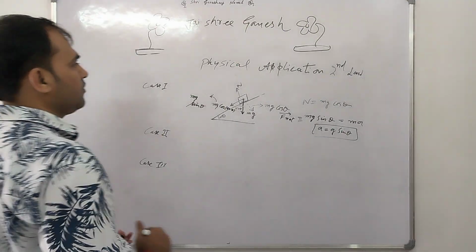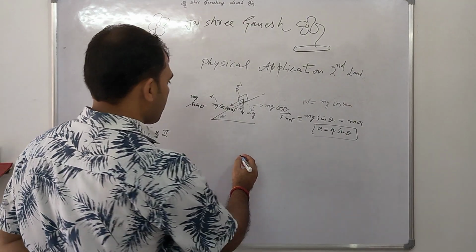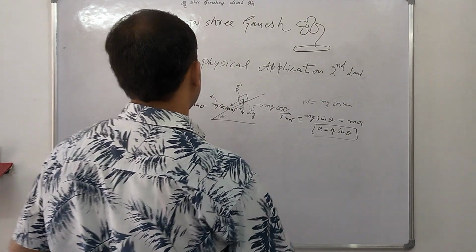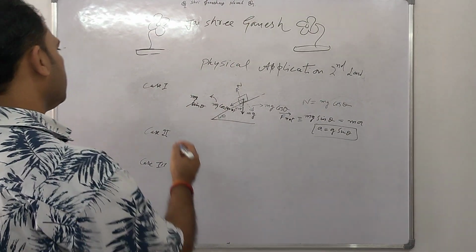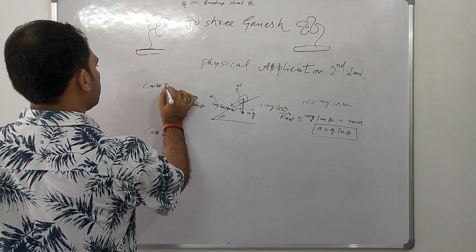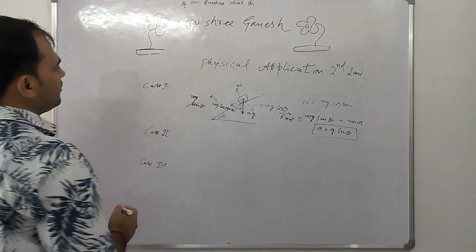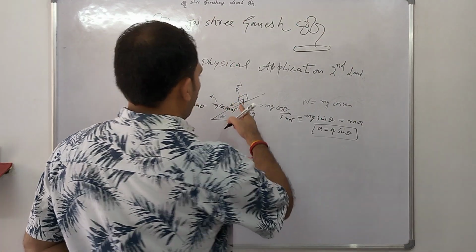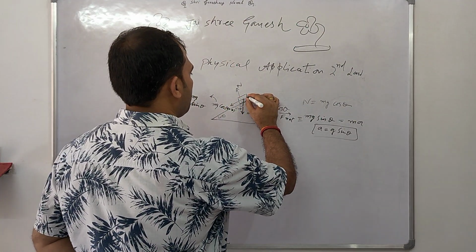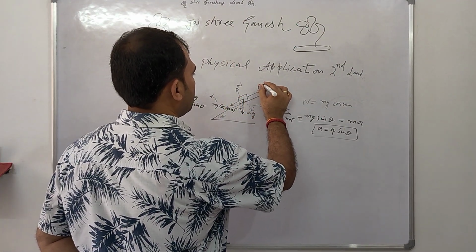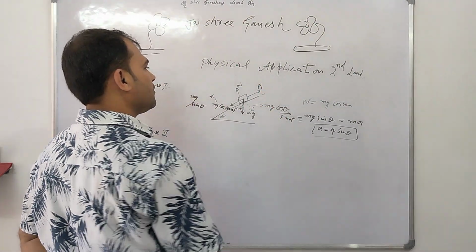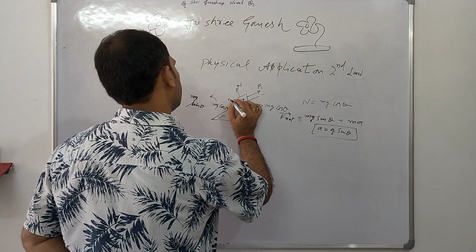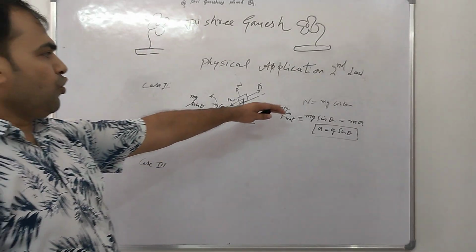Again, second case. Body is pulled by the force F1 and there is a force F2 in the opposite direction.